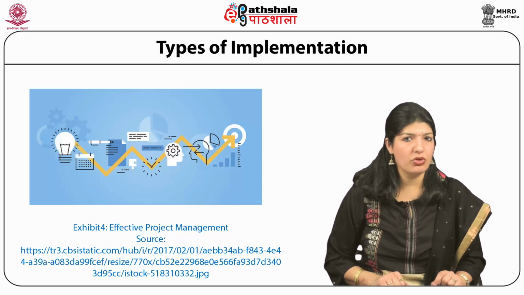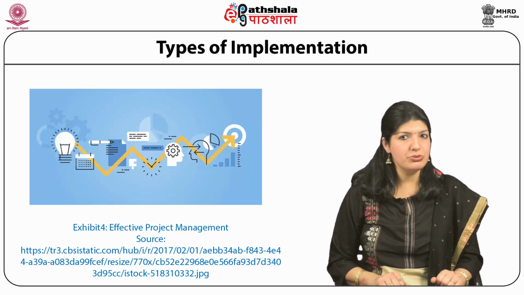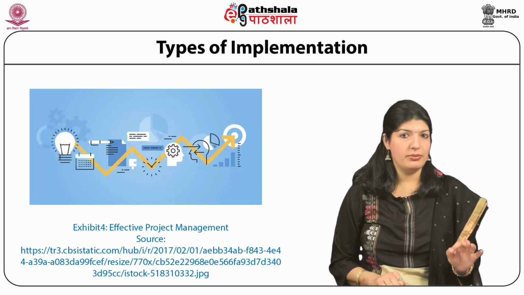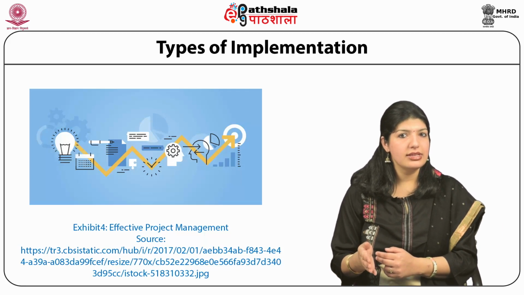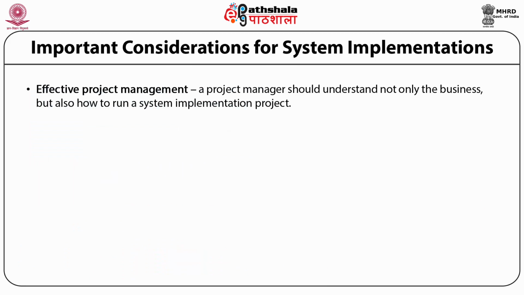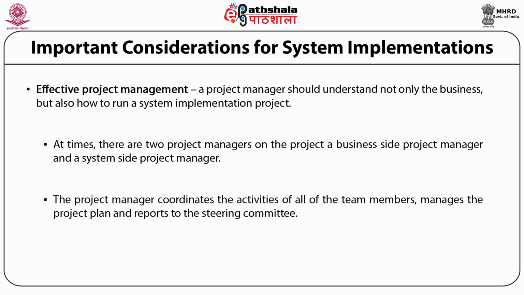Now, what information is important and who actually has it? It may vary at different stages of the implementation process, but someone must coordinate the iterative work of gathering it, and that someone is the implementation manager. A project manager should understand not only the business, but also how to run a system implementation project. At times, there are two project managers on the project: a business side project manager and a system side project manager. The project manager coordinates all of the activities of the team members, manages the project plan, and reports to the steering committee.